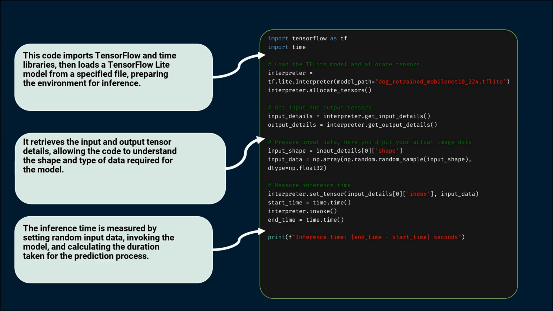Next, we set the sample input tensor into the interpreter and start timing the inference process. By invoking the model, we can capture the end time and calculate the time elapsed during this operation. Finally, we print the inference time, giving us valuable insights into the model's processing speed, a key performance metric for deploying efficient applications on mobile devices.